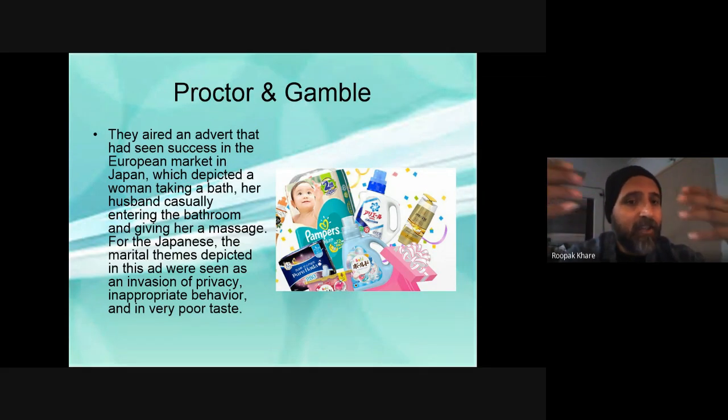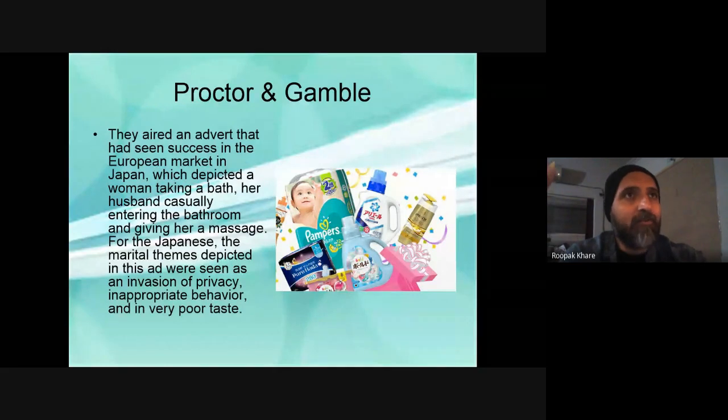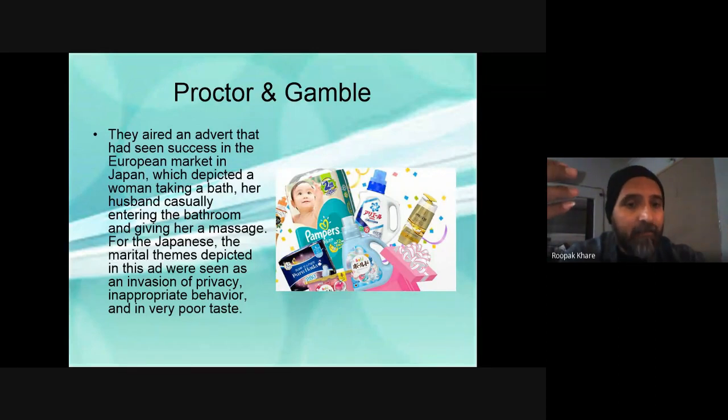They thought a marital relationship is a private thing. It should not be shown on television, right? So a couple should not be shown in the bathroom together on a television screen. It was considered indecent, an invasion of privacy or inappropriate behavior, and the people in Japan did not accept those products and they failed. Cultural difference, you see.